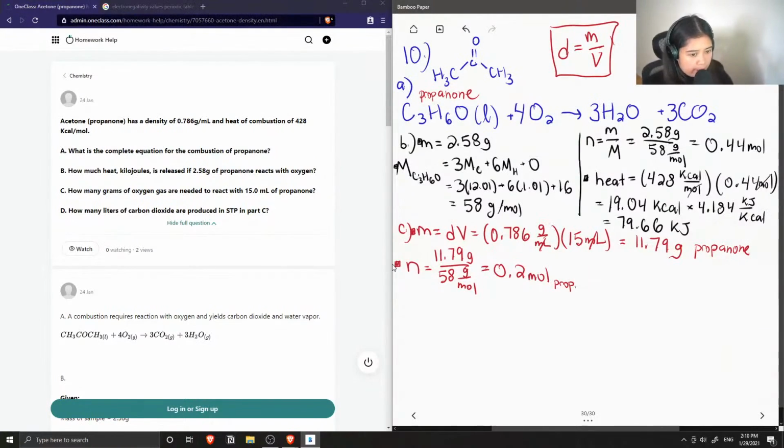So from here, we can use molar ratios to find the moles of oxygen gas that reacts with 0.2 moles of propanone. By using our balanced equation that we found in the first question, we can multiply this by the molar ratio. We know that 4 moles of oxygen is needed to react with 1 mole of propanone. So if we multiply 0.2 by 4, then we get around 0.8 moles of O2.